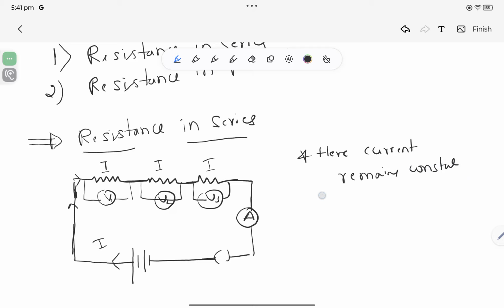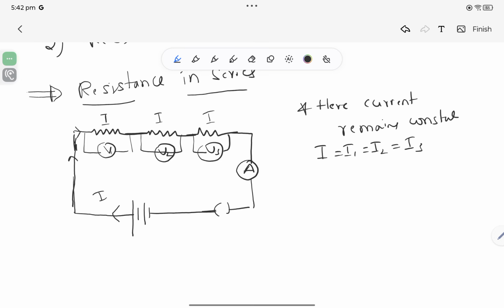That is what I is equal to I1, I2, I3. How will voltage vary? Here voltage is separate for each resistor. So total voltage we can calculate as V total is equal to V1 plus V2 plus V3. Let us call this equation number 1.